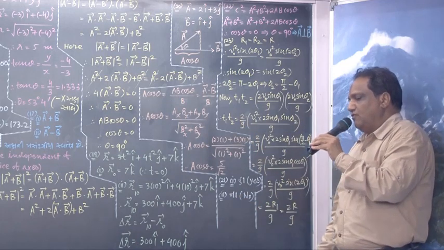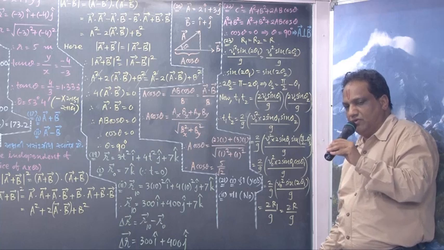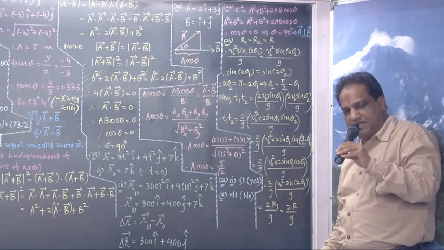What is the left hand side of the proof? What do you want to prove? T1 T2 equals 2R upon g. What is the left hand side?